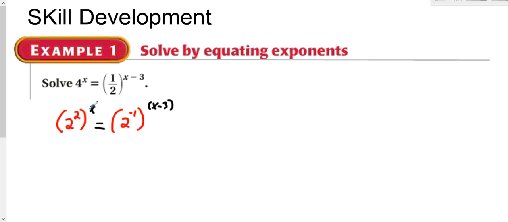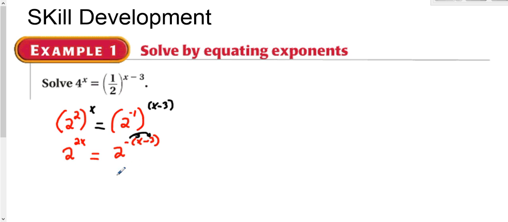2 squared to the x power, we multiply the exponents. This is 2 to the 2x power, and that's equal to, same thing over here, 2 multiply. Now this is -1 times a binomial, so that's negative parentheses x minus 3, or negative times the expression x minus 3. We can't forget to distribute through the negative.